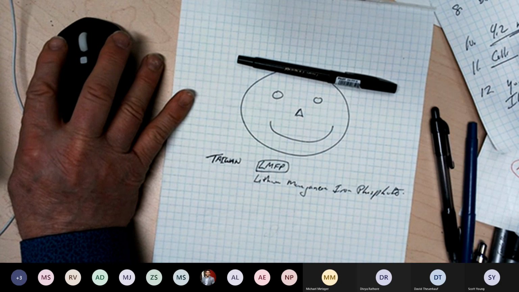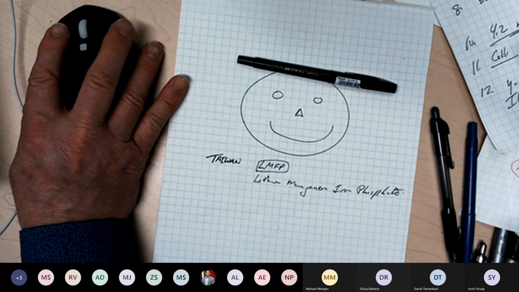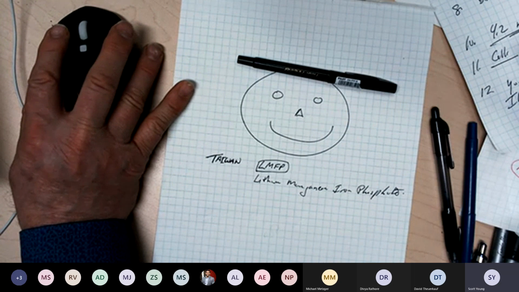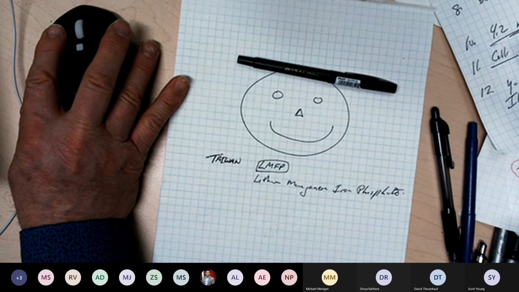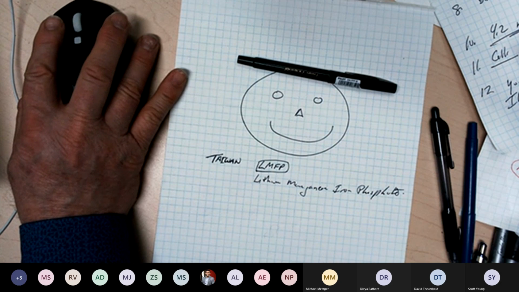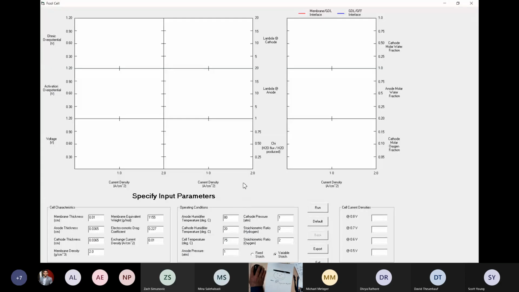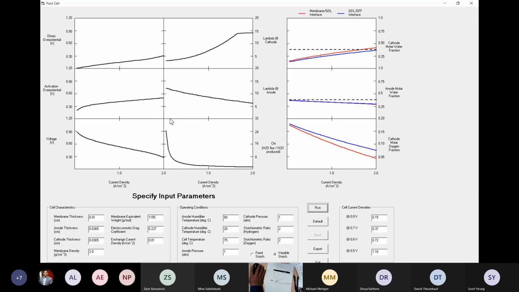There we go. I probably have to reshare my screen. I don't know what you see right now. Smiley face, okay, great, I'm glad. Okay, so there's the fuel cell again. So we'll run it under usual conditions, okay?